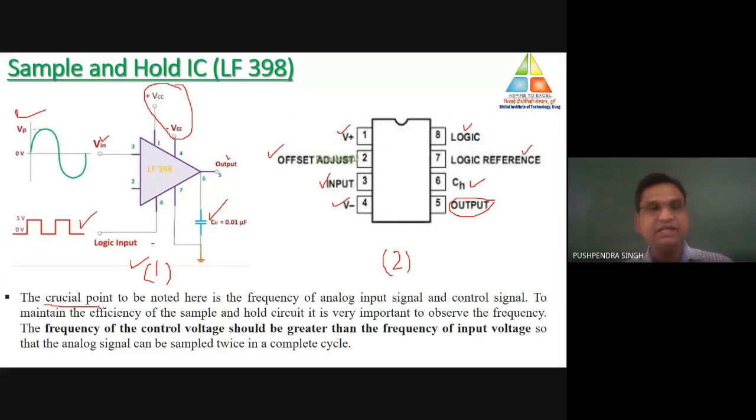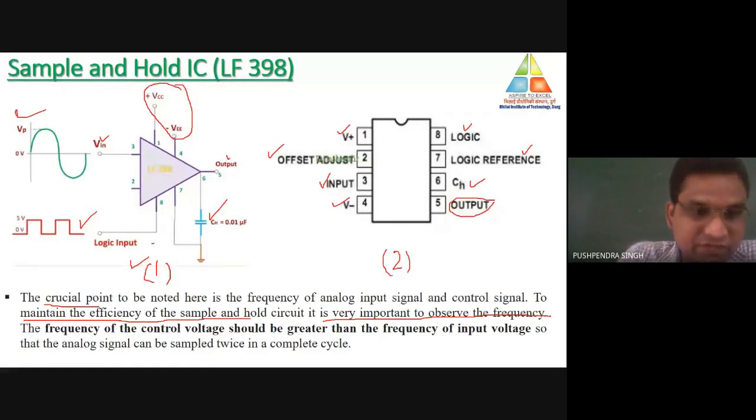That is basically related to the efficiency of the sample and hold circuit. Please remember this: to maintain the efficiency of the sample and hold circuit, it is very important to observe the frequency. It's compulsory to observe the frequency whenever you are concentrating on the efficiency. So when you want to increase the efficiency, which parameter do you need to remember? The frequency. Continuously you need to observe the frequency.